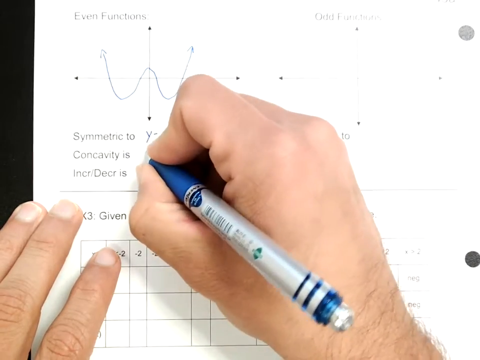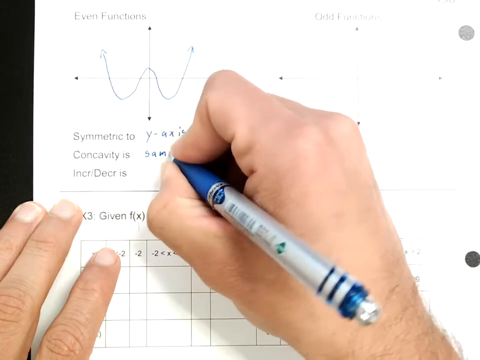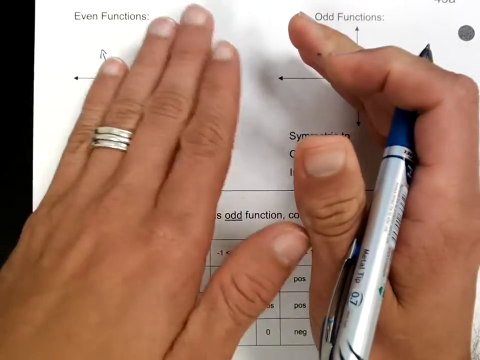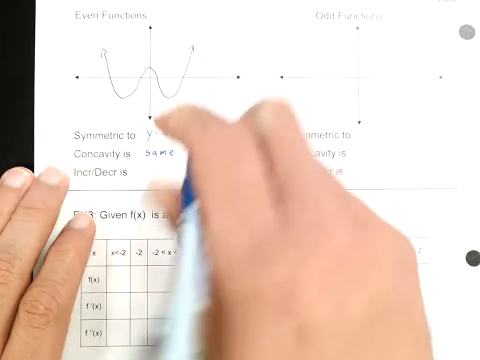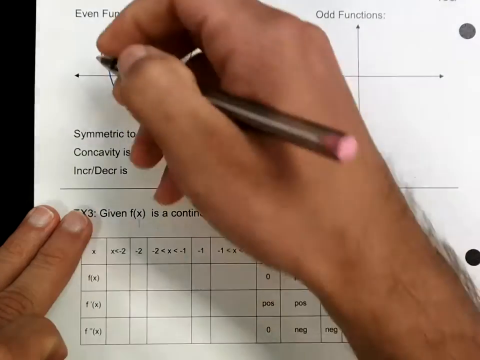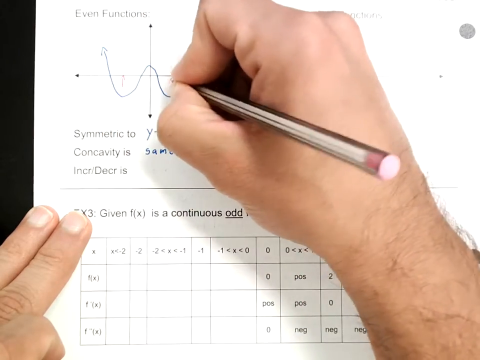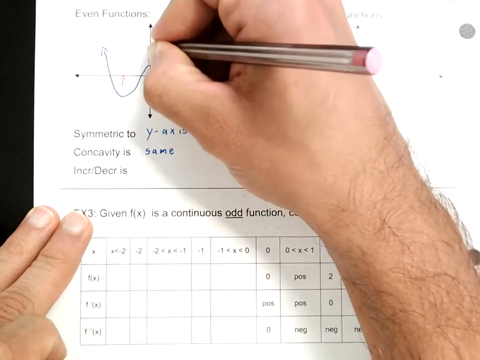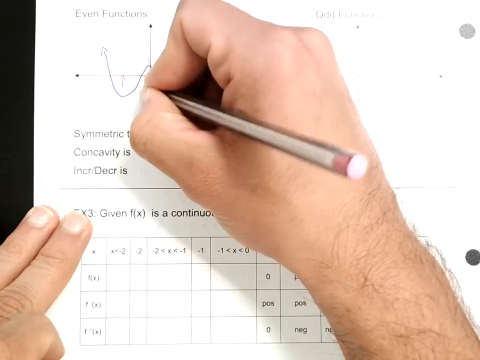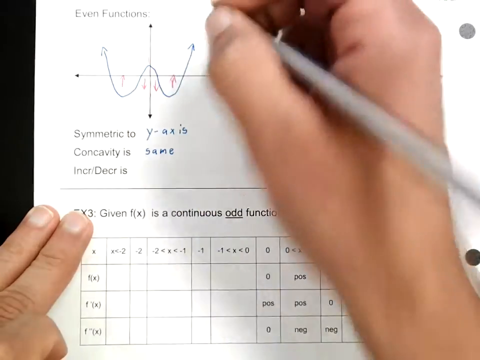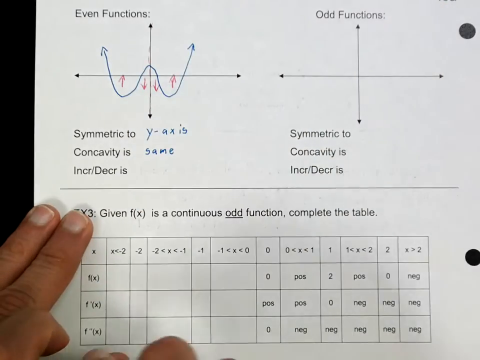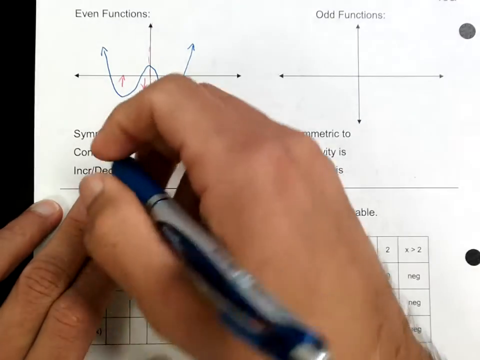Right, hopefully from our knowledge of pre-cal, we know that this is going to be symmetric around the y-axis. Alright, the concavity is going to be the same, and by the same I mean around the line of symmetry, which is this. If this is concave up here, this side is also going to be concave up. Remember, the line of symmetry is right here, right? And if this is concave down here, well, this is also going to be concave down.